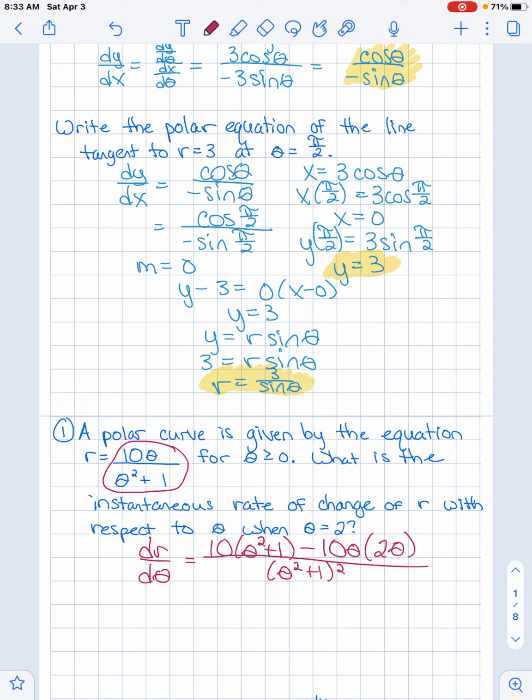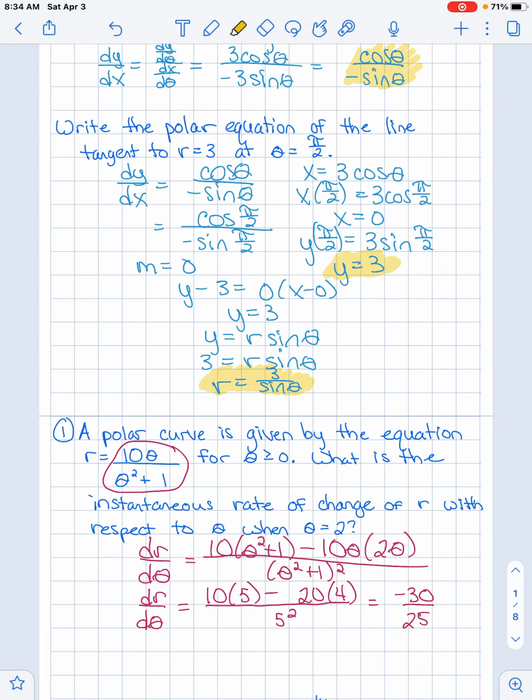squared. And the question said, find the instantaneous rate of change when theta equals 2. So at that angle, I'll just plug 2 in and solve. So let's see, this is 2 squared plus 1, that's 5. 10 times 2, so that's 20 times 4, over 5 squared. So if I simplify, that's 50 minus 80, which is negative 30 over 25. And of course that can reduce if you want, but it's not necessary. So there's the rate of change.